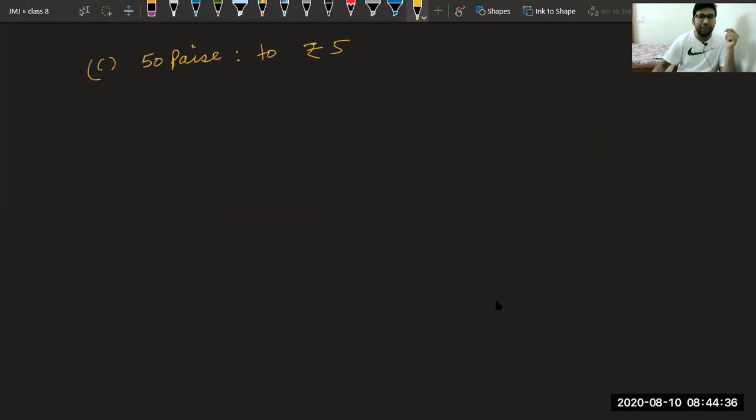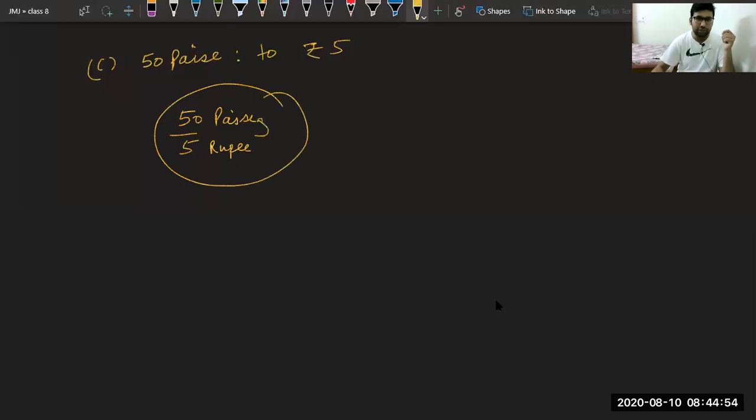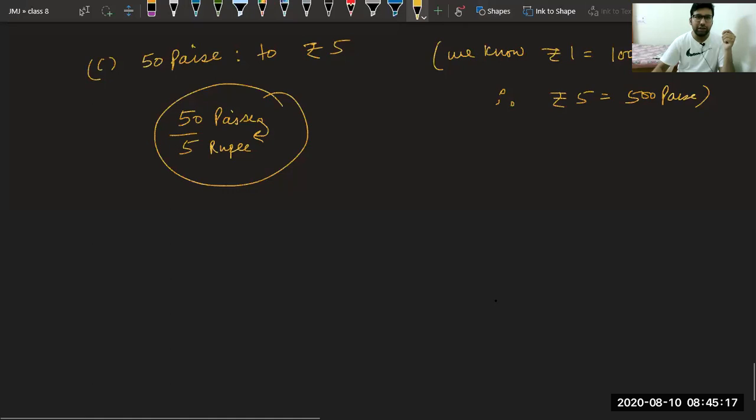First of all, can we take it directly like this, 50 upon 5? If we take directly 50 upon 5, will that be correct? Because it is 50 paisa and this is 5 rupee, not a perfect combination because they are not the same units. So first of all, we will make this 5 as paisa, because that is easy. We know rupee 1 equal to 100 paisa. Therefore, rupees 5 is equal to 500 paisa. Now, after converting, we can take the ratios.